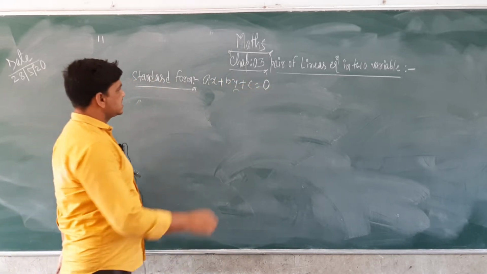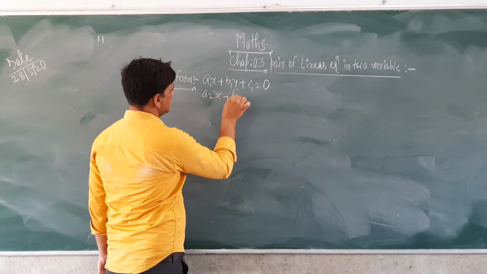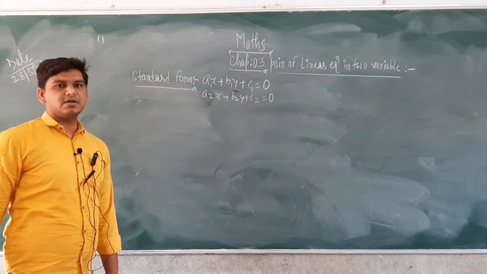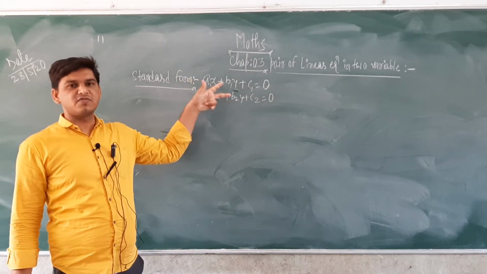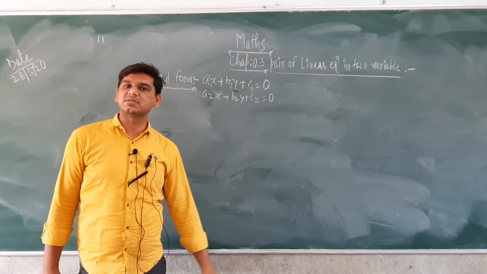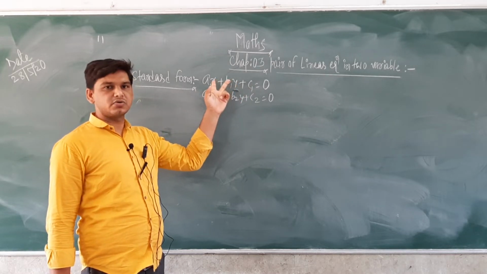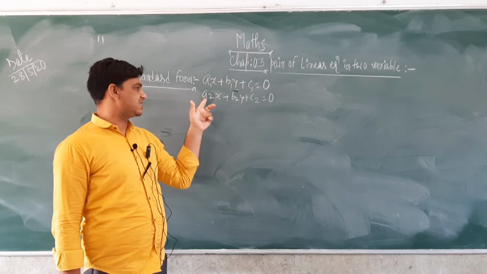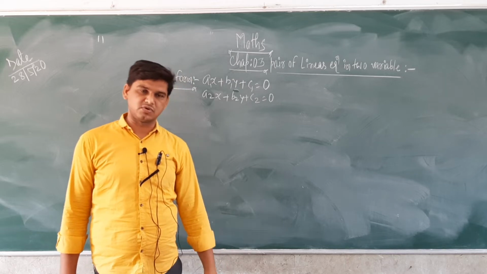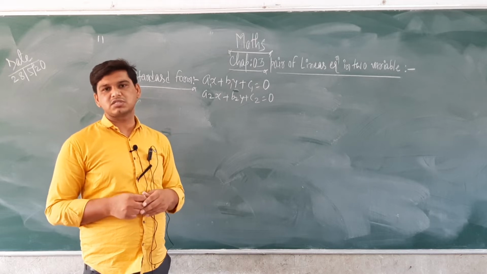Now if there are two equations, they are a1x plus b1y plus c1 is equal to 0, and a2x plus b2y plus c2 is equal to 0. This is the pair of linear equations in standard form, where a1 and b1 are the coefficients of the variables x and y, as well as a2 and b2 are also the coefficients of x and y, and c1 and c2 are the constant terms. To find the solutions, we use the first method, called the substitution method.